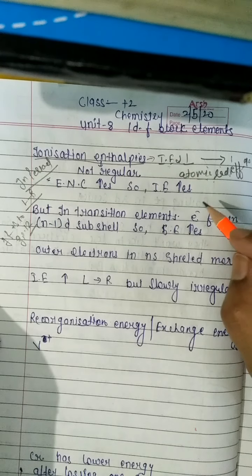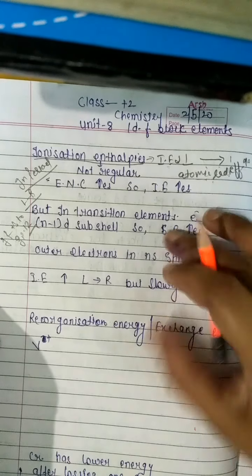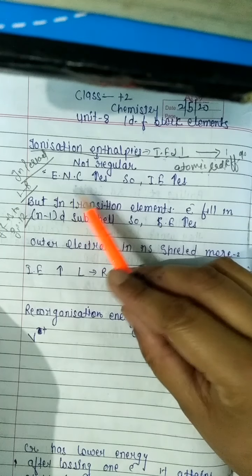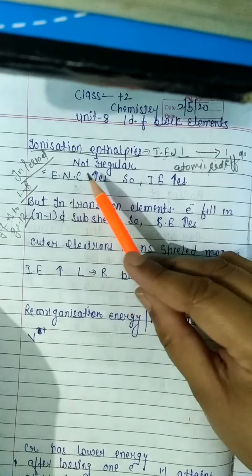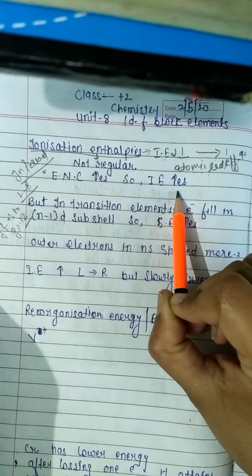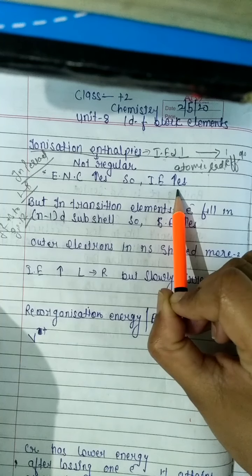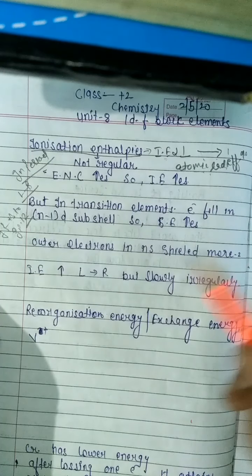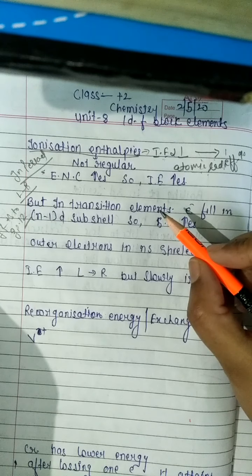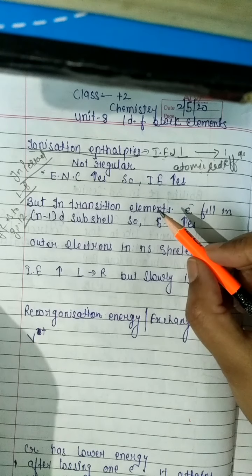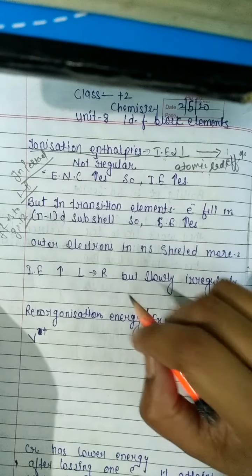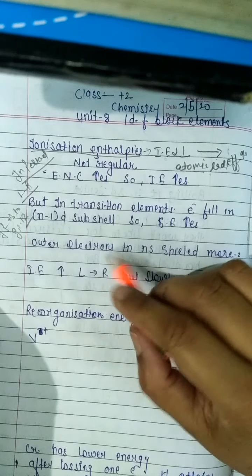But this is not regular in a transition series. First, why is it not regular? In plus 1 standard, we discussed that the effective nuclear charge increases, so the ionization enthalpy increases. But this logic does not apply to the transition elements. In transition elements, ionization enthalpy is not regular. What is the reason behind it?